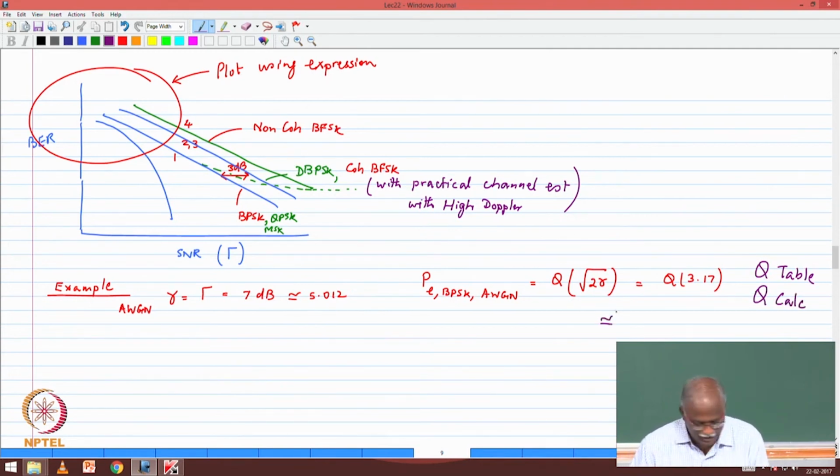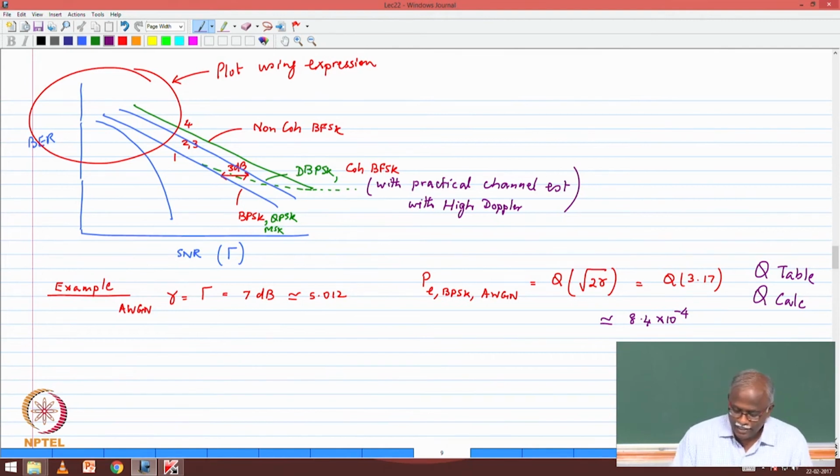Important thing is to get what is the order of magnitude. We are talking about 8.4 into 10 power minus 4. This is very good, 8 bits out of 10,000 bits. That means most of your frames of 100 bits duration are going to go through without any error. So this is a very good performance, very easy for us for FEC to make it almost error free.